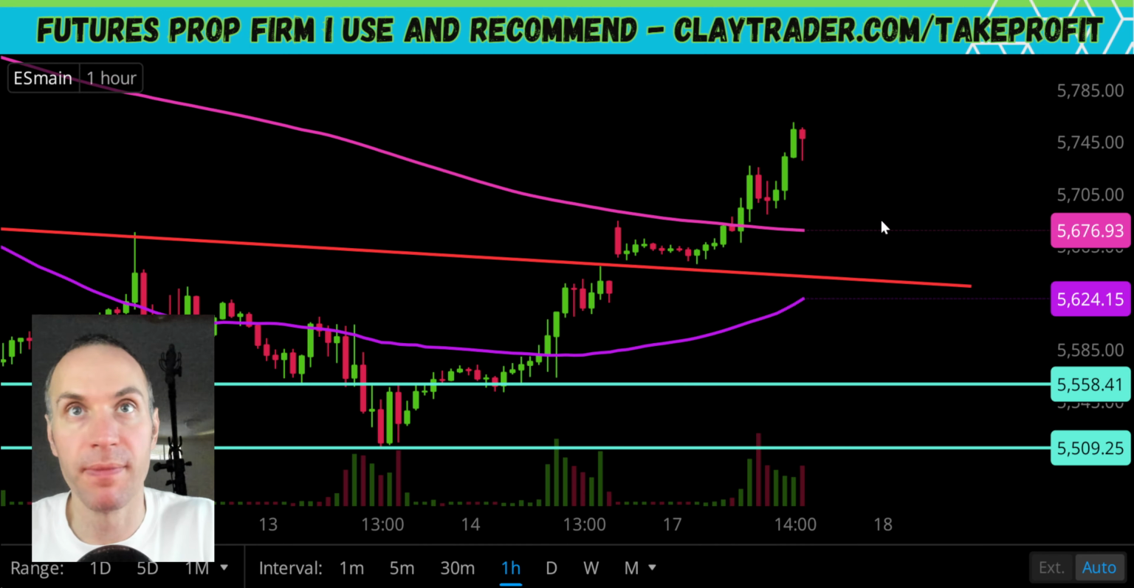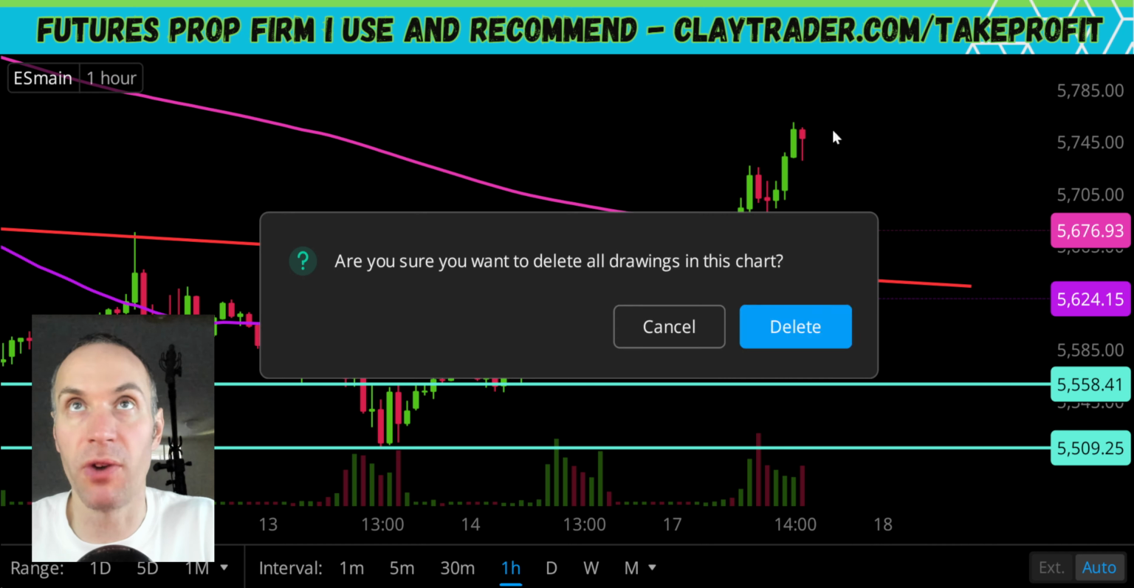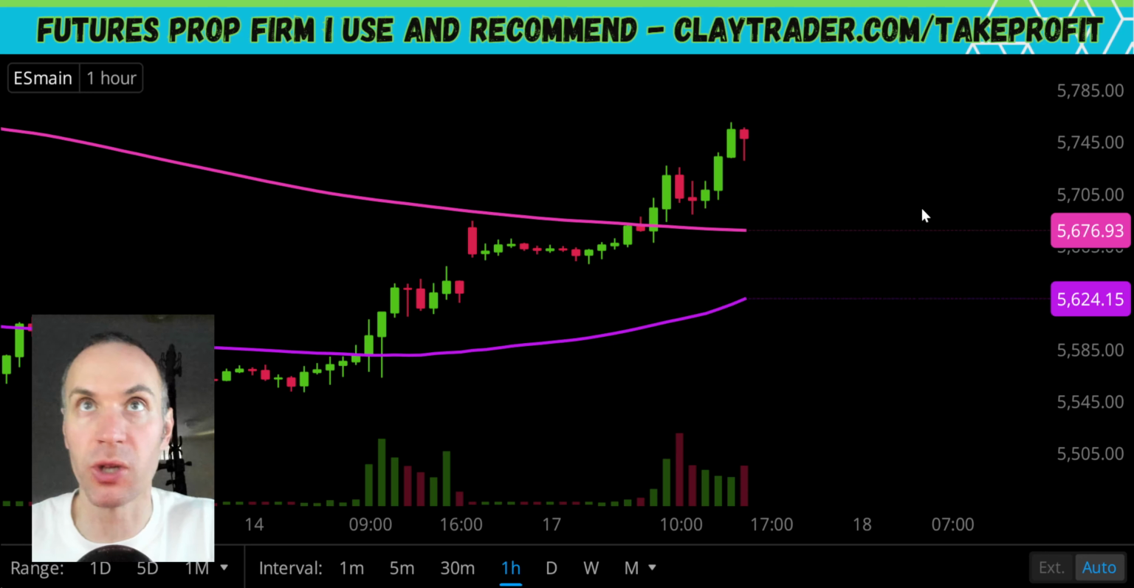So now that I look at it, I'm just going to go ahead and get rid of all these lines. They served their purpose for now, and we'll just start afresh. So moving forward now, the ideal level of support that you want to see the price stay above is going to be that pink line right there.